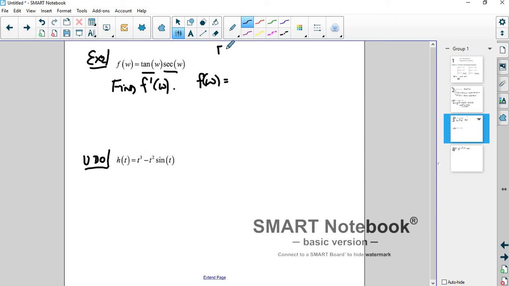Remember the product rule, you get the derivative of the first times the second plus the first times the derivative of the second. For those of you that are used to writing this out and using like big F and big S or F and G or whatever, that's fine. Just be careful. And so if big F is tangent of W, then big F prime is the derivative of tangent, which is secant squared of W.